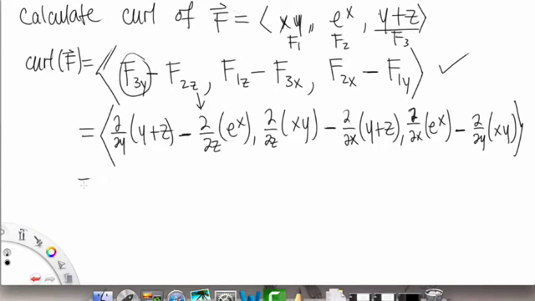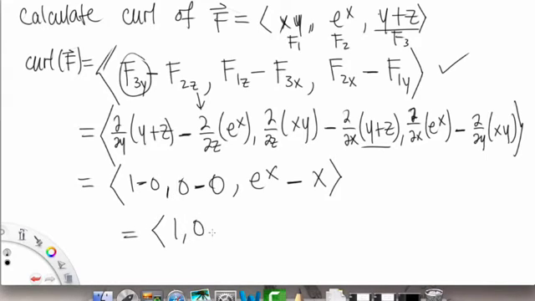Alright, so now we just compute the partial derivatives. For the first one, that's 1, and then minus 0, because there's no z's in here. And then the next one, we get a 0, and then minus another 0, because there's no x's in this one here. And for the last, we have just simply e to the x, and then minus an x. So our final answer is going to be 1, comma, 0, comma, e to the x minus x. Alright? So that is the curl for this vector field.